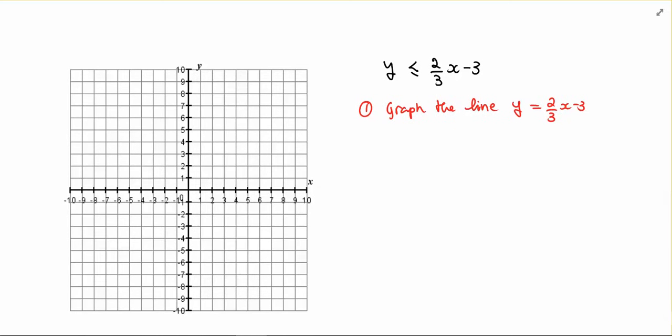Perhaps the easiest way is to use the intercept and the slope. So the y-intercept is 0, -3, and the slope is 2/3. So from -3, I'm going to go up 2 and go over 3. 1, 2, 3. Go up 2, another 3. This was like the most challenging thing for me to do, to draw a straight line. So let's go ahead and draw a straight line as best as we can.